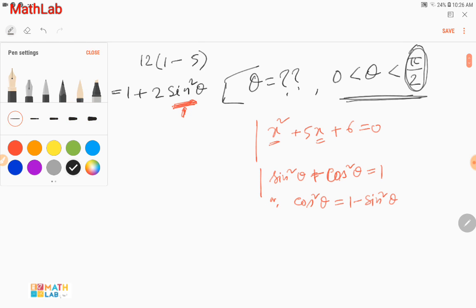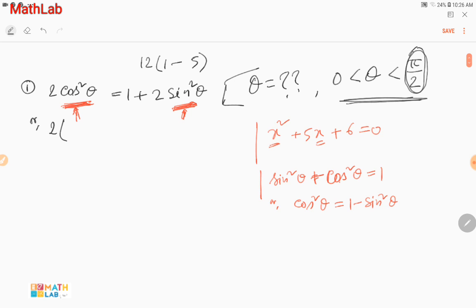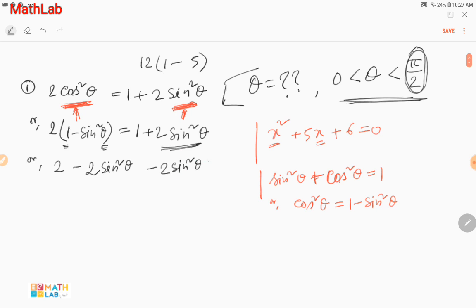Okay, so put this value of cos square theta. So 2 cos square means 2 times 1 minus sin square theta equals 1 plus 2 sin square theta. Okay, then next line we remove the bracket. Then 2 will be multiplied with 1 and 2 sin square theta, and here we shift 2 sin square theta to the left side.